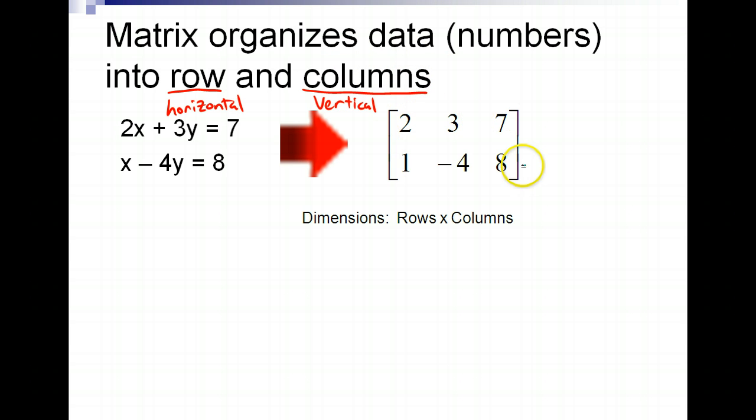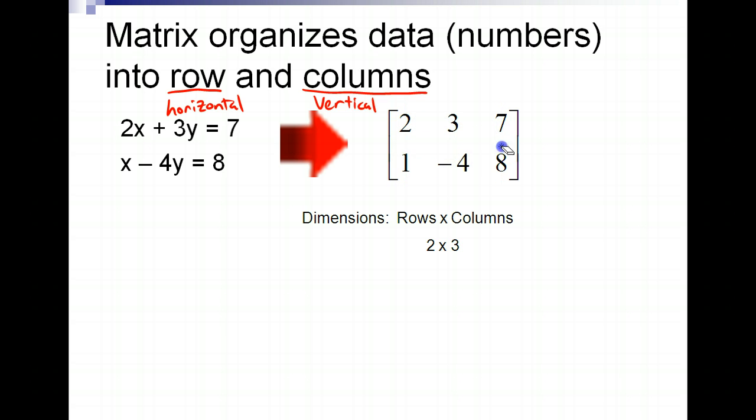So when I look at this matrix, I have 2 rows, and 3 columns. So the dimensions of this matrix are 2 by 3.